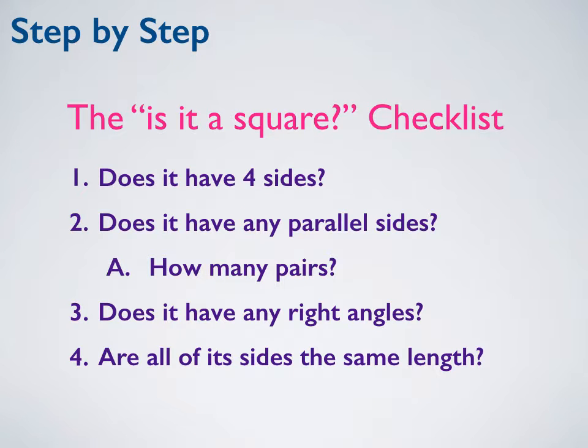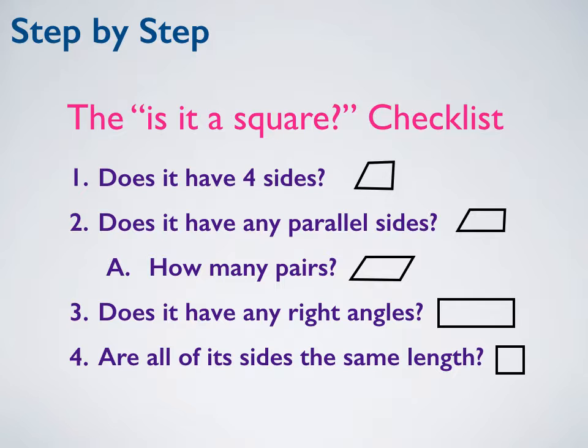This final model is less visual and more procedural, though I could add some visuals to go with each step. A student could look at a given shape and ask themselves this series of questions to affirm whether or not it meets certain criteria. Does it have four sides? Does it have parallel sides? How many pairs? Does it have right angles? Are all of its sides the same length? That's a checklist for is it a square?